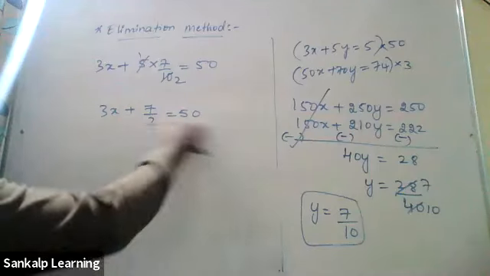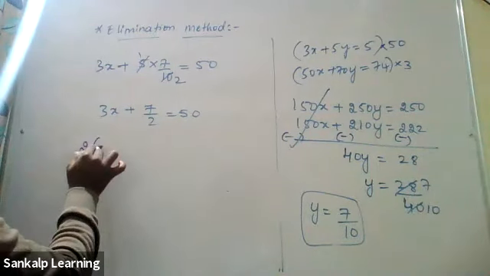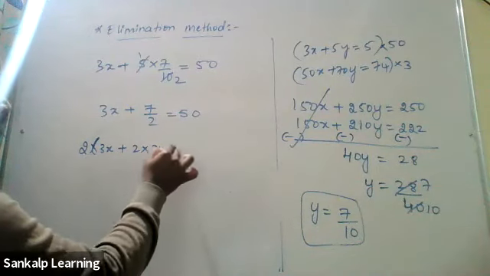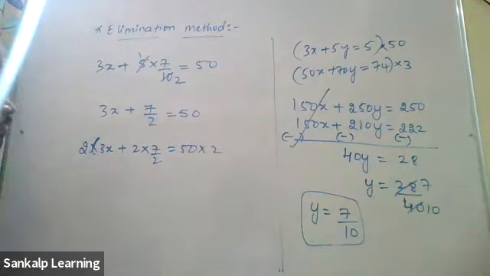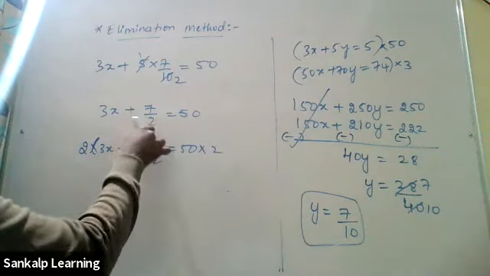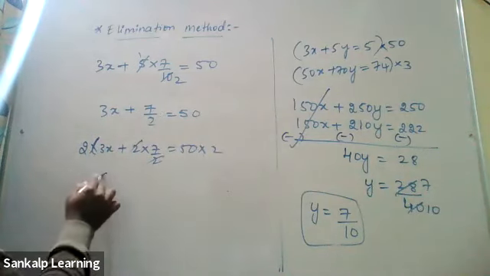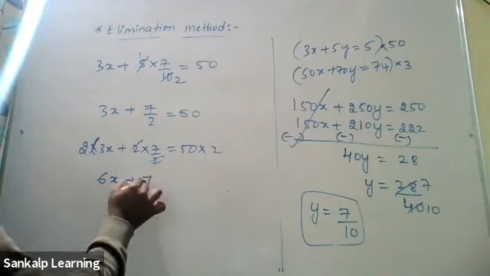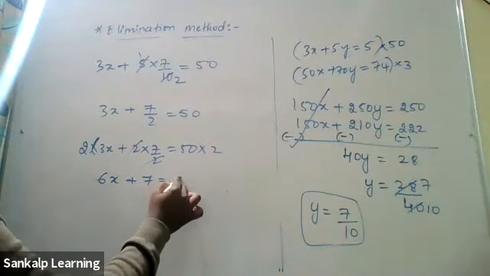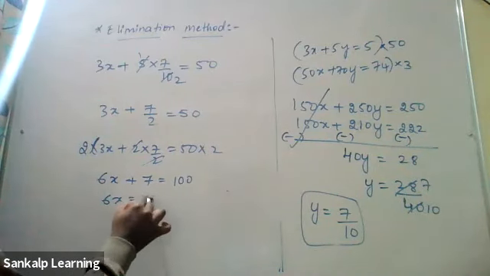You can multiply throughout by 2 so that this 2 will be eliminated. So multiply by 2: 2 into 3x plus 2 into 7 by 2 equals 50 into 2. Multiply throughout by 2, that's it. We have to eliminate this 2, this is the main headache. So to eliminate it, multiply throughout by 2. The 2 will cancel. 2 into 3x is 6x plus 7 equals 50 into 2 is 100. Therefore 6x equals 100 minus 7.